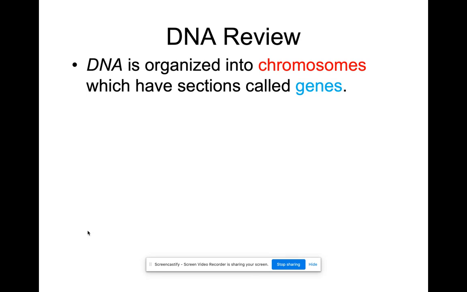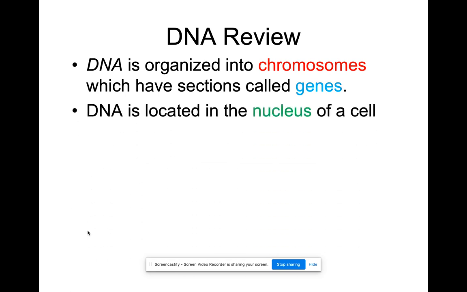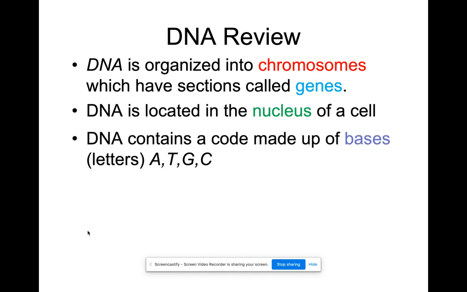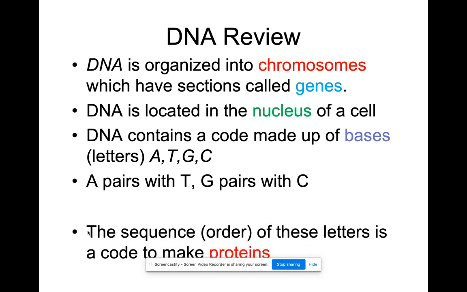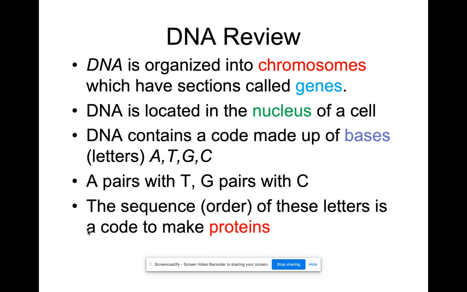DNA is organized into chromosomes, and these chromosomes have sections called genes. DNA is located in the nucleus of a cell. DNA contains a code made up of bases. These bases are letters, the letters A, T, G, and C. A pairs with T, and G pairs with C. The sequence or order of these letters is a code to make proteins.